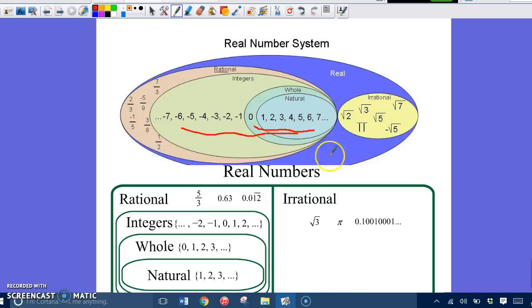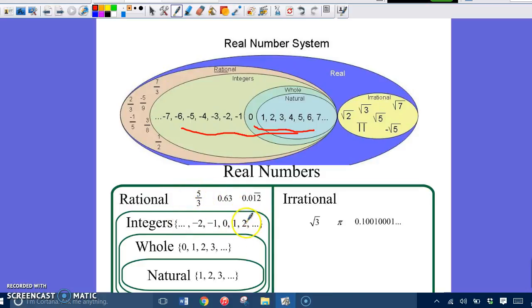Irrationals are called irrational because they don't make any sense. Irrational numbers will give you decimals that go on forever without a pattern. This looks like a pattern, but it's really not, because I have 1, 0, 0, 1, 0, 0, 0, 1. So that's not really a pattern going on here. These will give you a pattern or they will terminate. 0.63 terminates. 0.12 with a bar means it's going to repeat as 12, 12, 12, 12. So it's a pattern, okay? 3/5 will terminate once you turn that into a decimal.